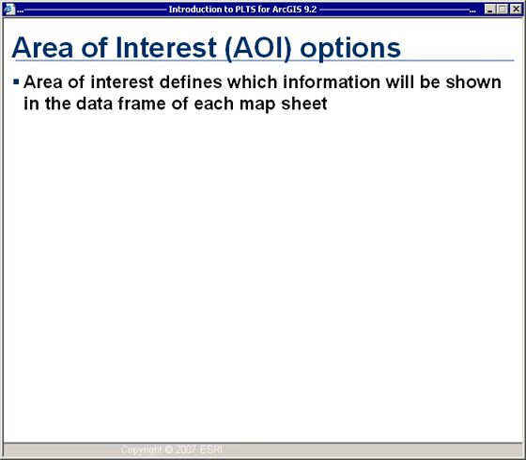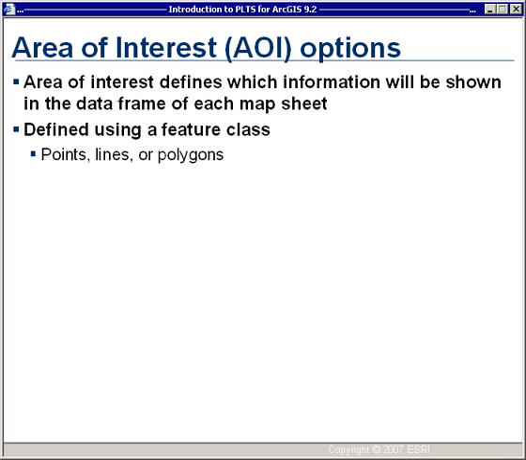When using the Build Map Series or Build Simple Map Series wizard, you will need to specify the AOI, or Area of Interest. The AOI defines the extent that will be displayed in the primary data frame. Your AOI can be identified by using already existing features in a geodatabase feature class. You can use points, lines, or polygons. When working with points or lines, you will specify a buffer distance in the Map Series wizard, which will define the area around the feature that needs to be displayed in the series.